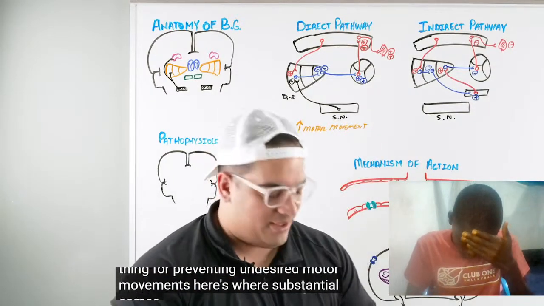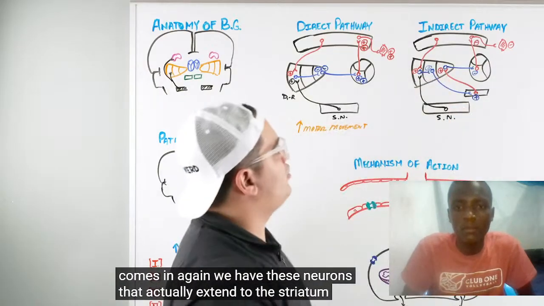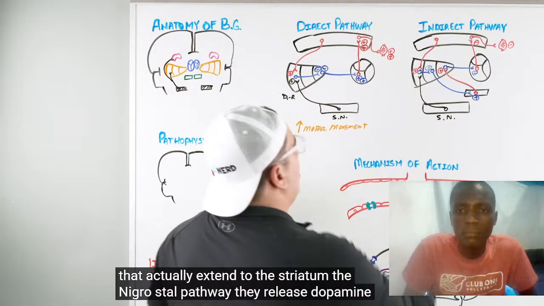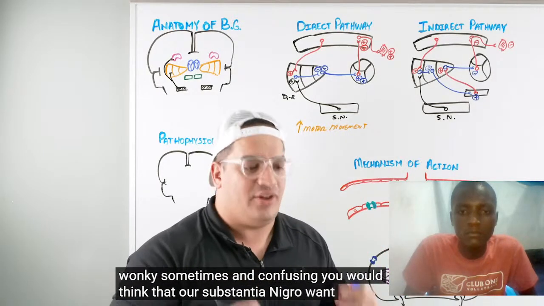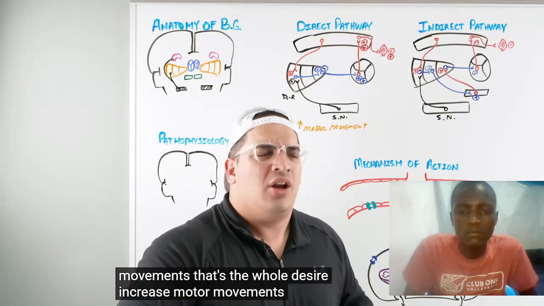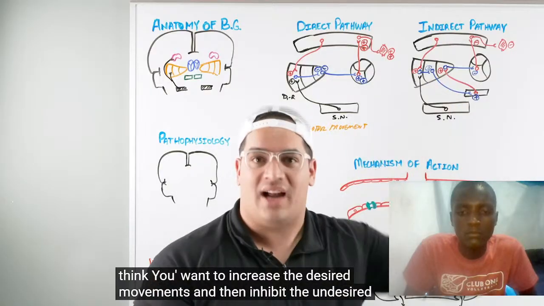Here's where the substantia nigra comes in. Again, we have these neurons that actually extend to the striatum, the nigrostriatal pathway. They release dopamine. Now, normally, and this is where it's a little wonky and confusing sometimes, you would think that the whole purpose of the nigrostriatal pathway is to increase motor movements. That's the whole desire. But you would think you'd want to increase the desired movements and then inhibit the undesired movements, right?